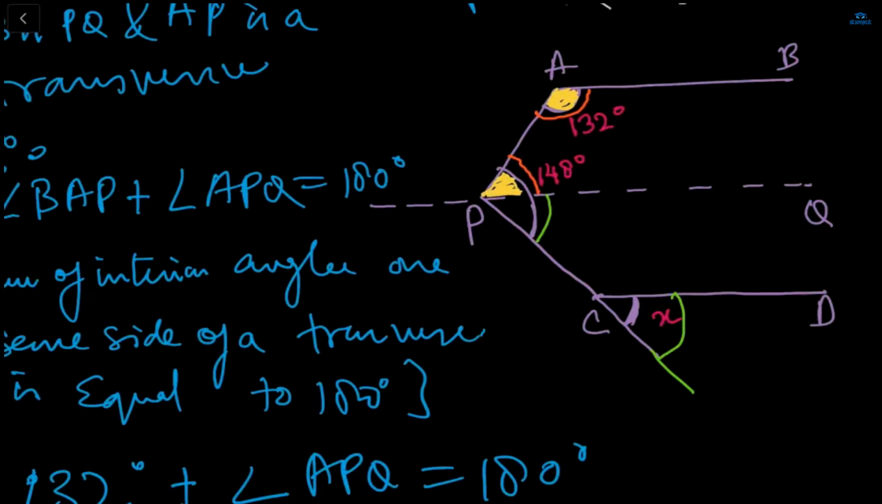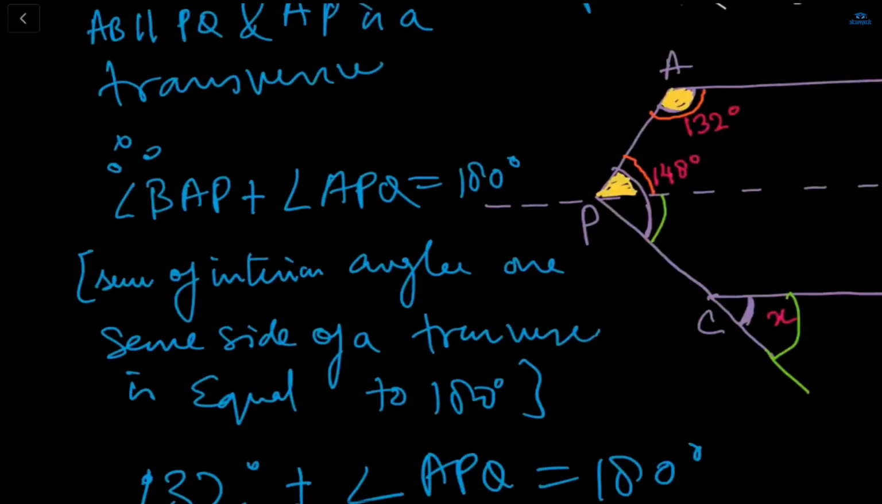The sum of these two angles will be equal to 180 degrees because they both are interior angles and on the same side of the transversal. AP is the transversal, and they're lying on the same side of the transversal. So the sum of both the angles will be equal to 180 degrees, and this whole angle is 148 degrees. So what we will do? We don't know the exact value of this angle at P, the yellow one, the half one.